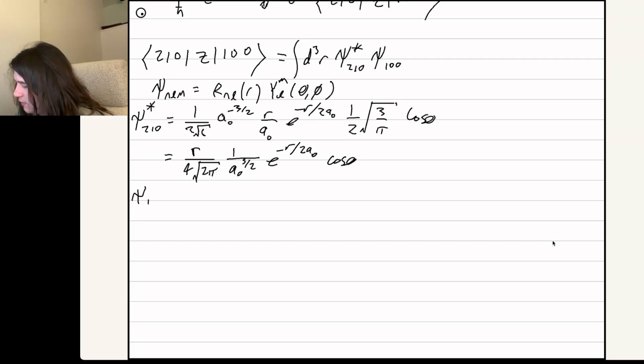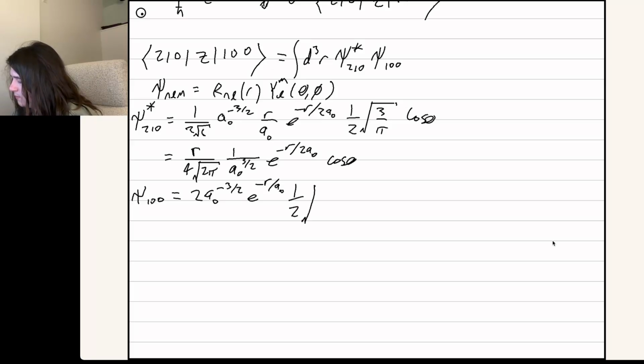We'll do also psi 1, 0, 0 given by R 1, 0, which is just 2 a naught to the minus 3 halves e to the minus r over a naught, and then the Y 0, 0 spherical harmonic, which is just 1 half square root of 1 over pi. This can also be simplified, but not too much. It's just e to the minus r over a naught, over a naught to the 3 halves times root pi.